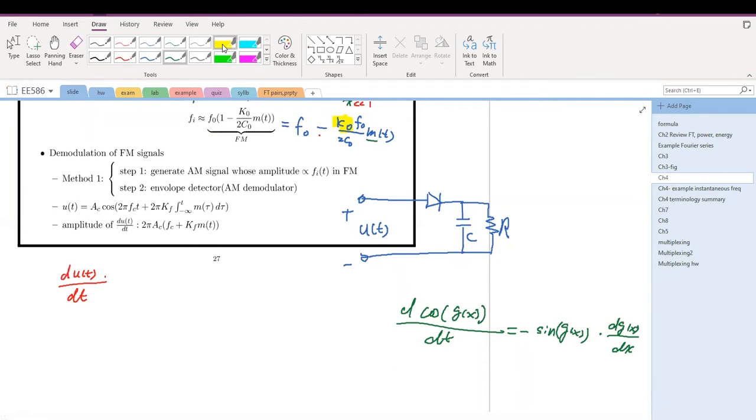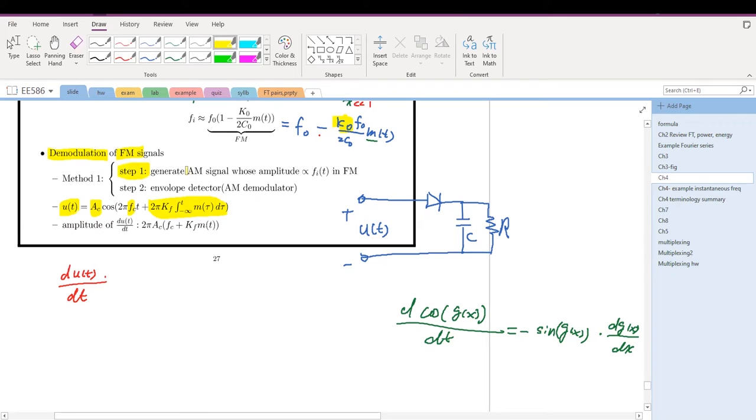In this video, we discuss the demodulation of FM signals. This is a modulated signal for FM modulation. We have the magnitude of carrier AC, carrier FC, and this is a phi of t. To demodulate the FM signal, we have a two-step procedure.